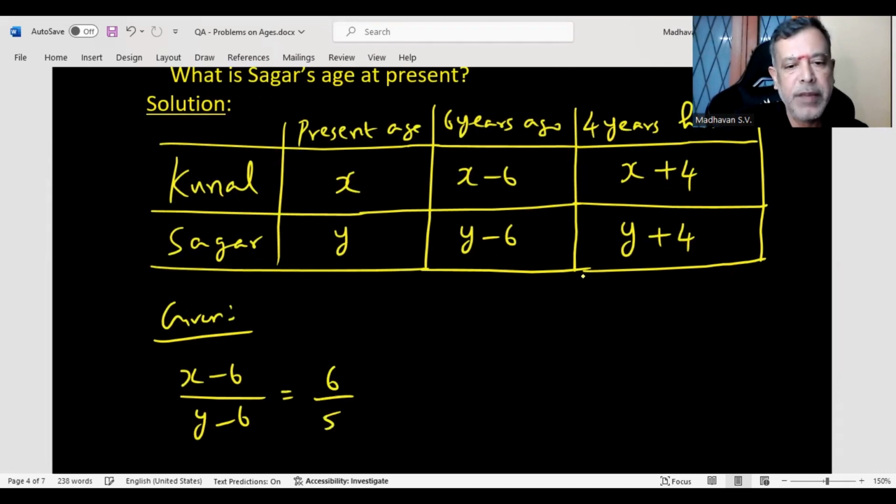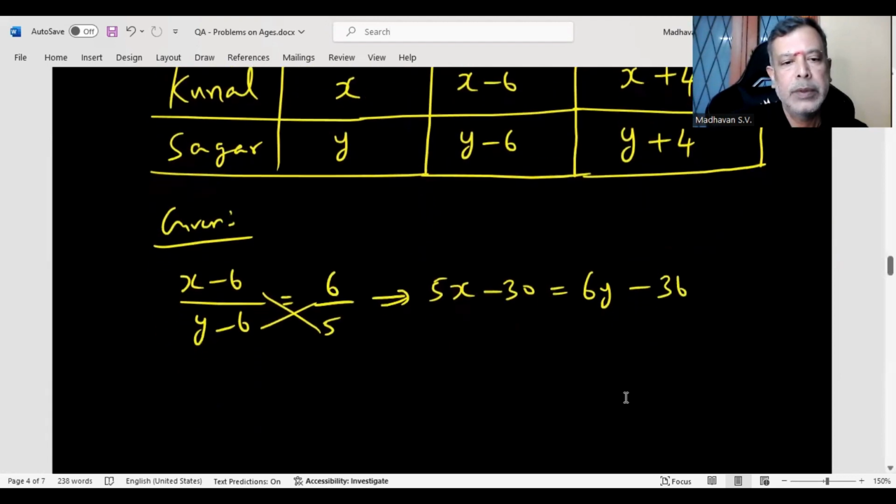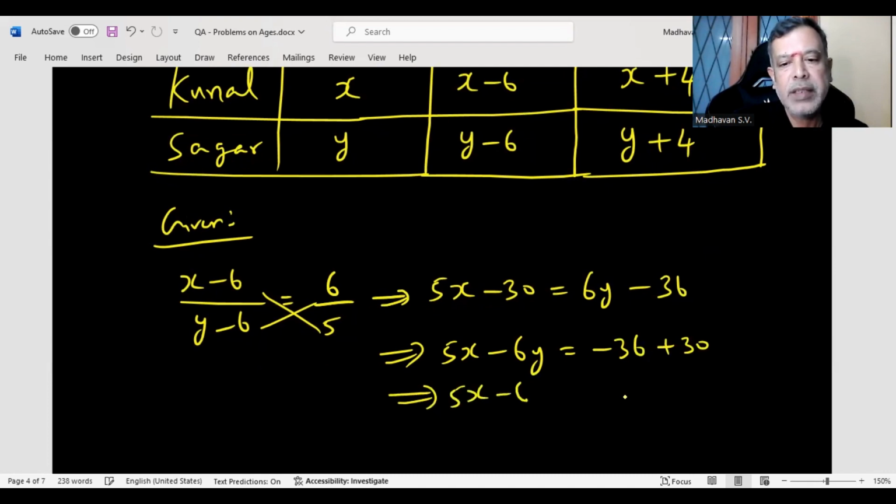So 6 by 5. Cross multiplying, we will have 5x minus 30, means 5 into x, 5x, 5 into 6, 30, is equal to 6 into y minus 36. Now, this can be rewritten as 5x minus 6y equal to minus 36 plus 30, which means 5x minus 6y is -6.